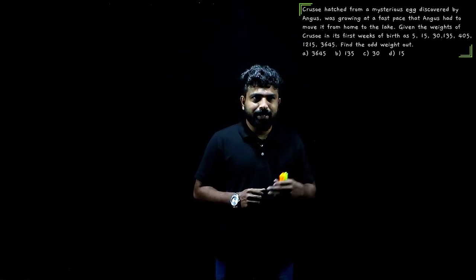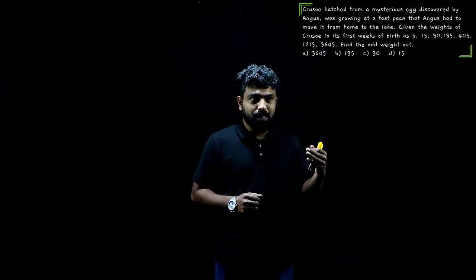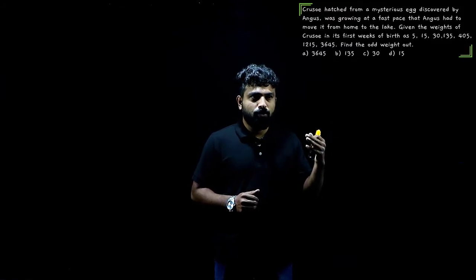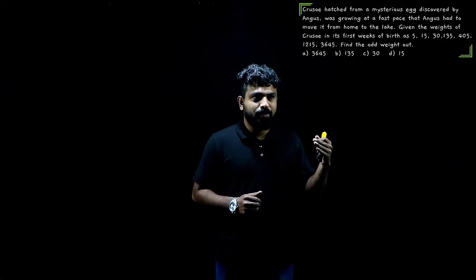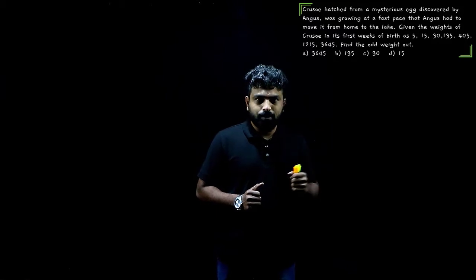Let's move on to our next question here. What does the next question tell? Crusoe, born from a mysterious egg discovered by Angus, was growing at such a fast pace that Angus had to move it from the house to the lake. Given the weights of Crusoe in its first weeks of birth as 5, 15, 30, 135, 405, 1215, 3645, find the odd weight out.